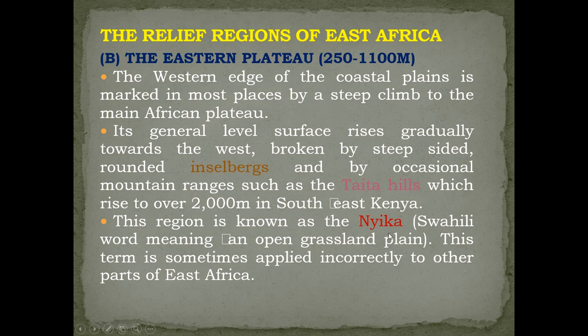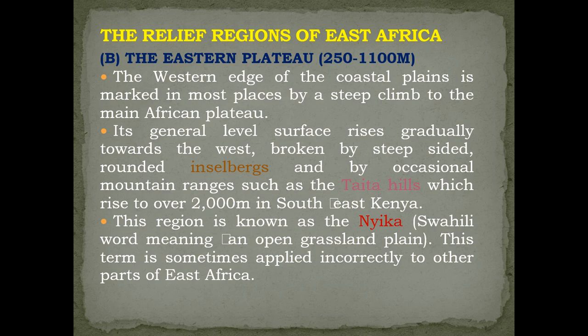However, some people wrongly use the word Nyika to refer to different parts of East Africa, which is incorrect. So this Nyika plateau is mainly located in what we call the Eastern Plateau, the part of land which is bordering the coastal plains to the west. That is our second relief region.